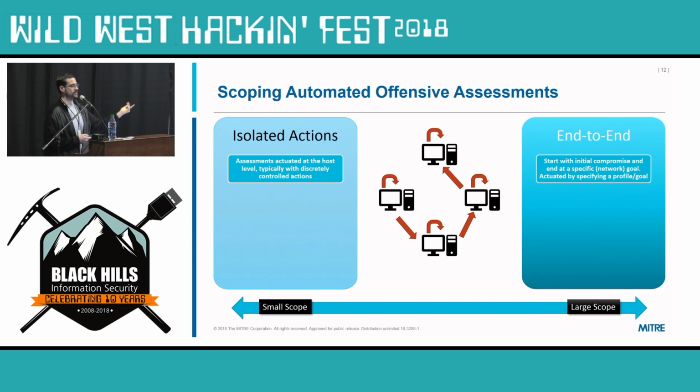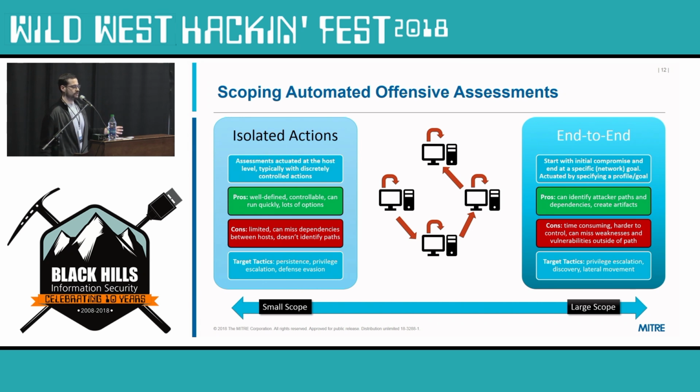And the other approach is something that's end-to-end. This is where you start your assessment tool with a foothold on the network, and you give it a profile of how to behave, and it'll just go until it either achieves a goal or spreads or propagates through the network. It just goes until it can't go any further. And there's a lot of variation between the two, but generally these are the two big buckets.